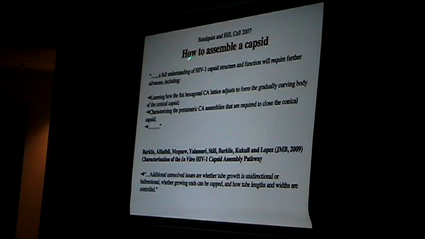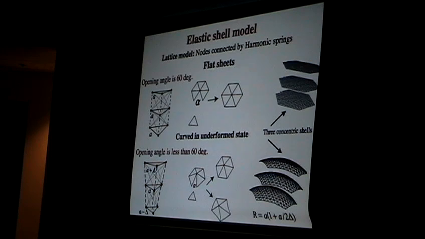There is a nice commentary by Sundquist in Cell on how to assemble a capsid. They say it's important to learn how the flat hexagonal capsid protein lattices adjust to form the gradually curving body of the conical capsid. As you said, how can this symmetry be broken? So we modeled capsid proteins as identical, using a single identical triangular prism. These are made of point masses in three layers connected by springs. The spring constants were chosen such that the system is isotropic.